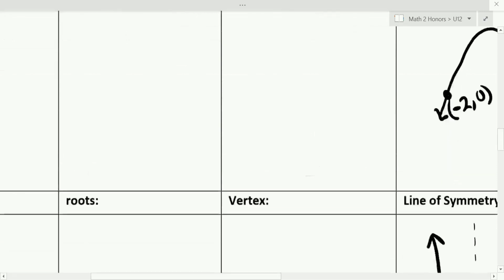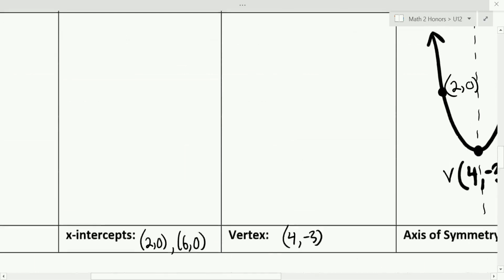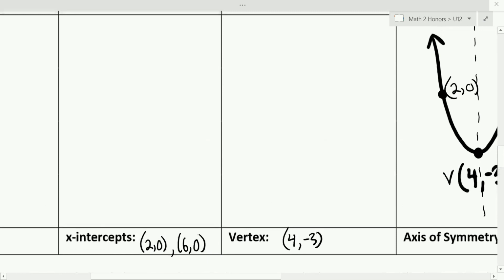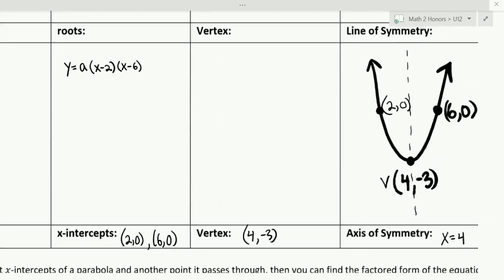We're just working backwards. So I have 2 as an x-intercept. I'm going to write this. Y equals, we're not sure what A is, but x minus 2 is the factor that gives us the 2, and x minus 6 is the factor that gives us 6. Does that make a little sense to you, where that's coming from? Okay. So that's your first step, setting that up. The next step is to find A. And that's why we need a third point.